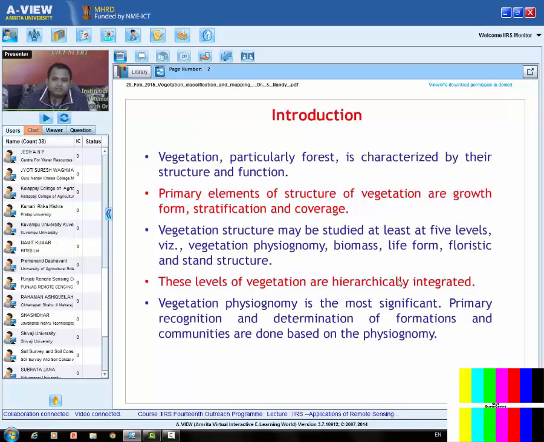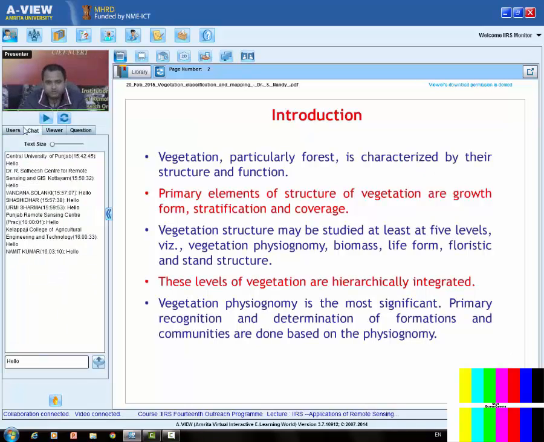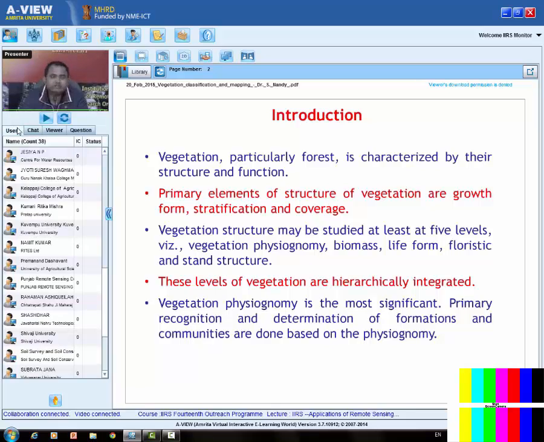vegetation is mainly characterized by their structure and function. And if you see the structure, it can be studied at different levels, like vegetation physiognomic level, biomass level, life form level, floristic or stand structure level. But the most important is vegetation physiognomy, because the physiognomy is nothing but the external appearance of vegetation. So primary recognition and determination of any formations and communities are done basically based on physiognomy.